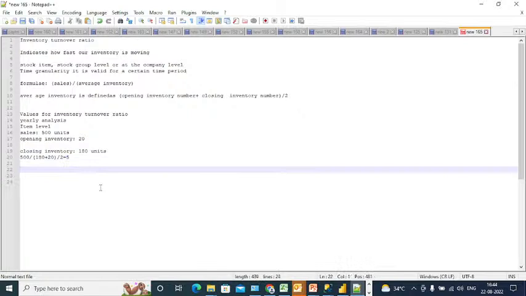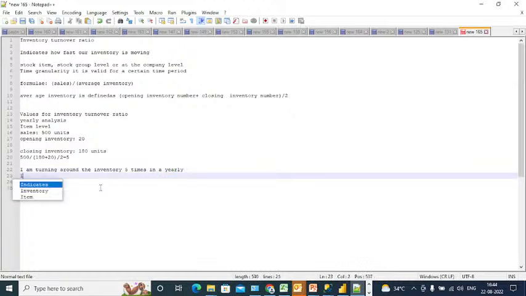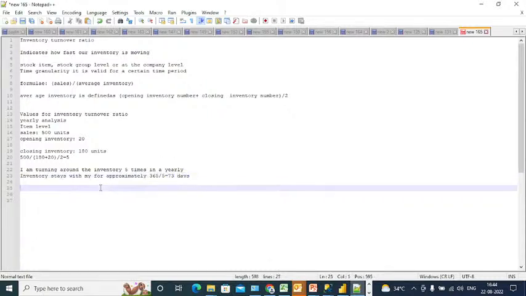That means I am turning around the inventory 5 times in a year. That means my inventory stays with me for approximately 365 divided by 5, which is equal to 73 days, right? Now it's your value call whether it's a good inventory turnover ratio or a bad one.